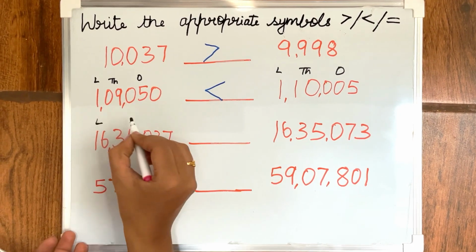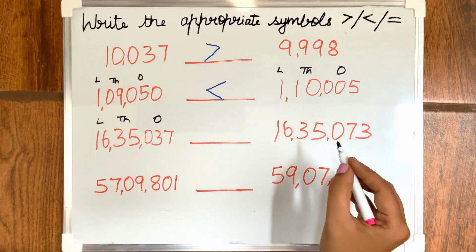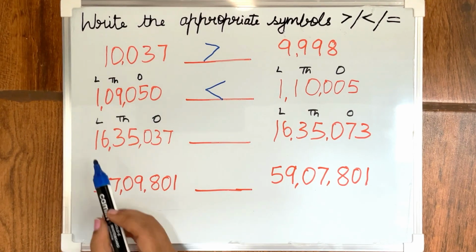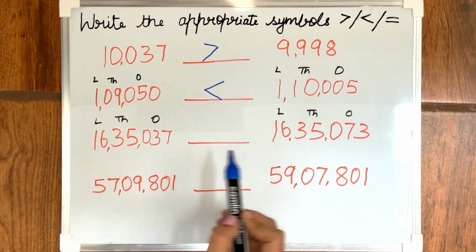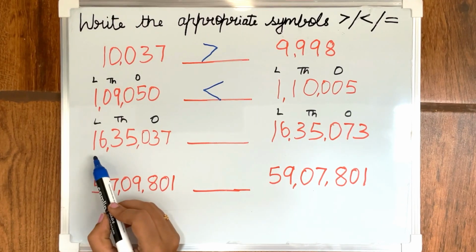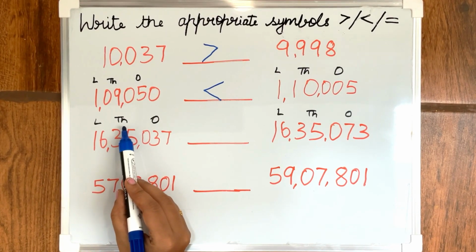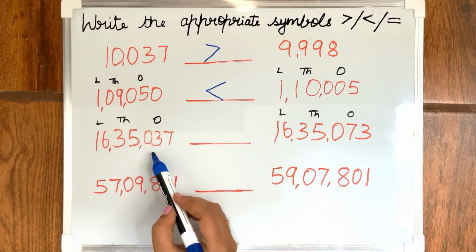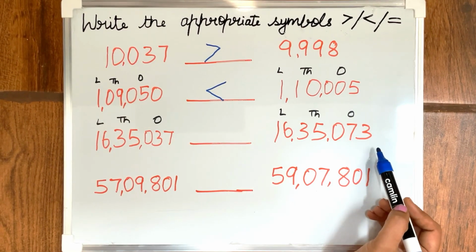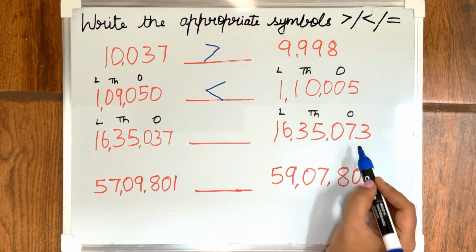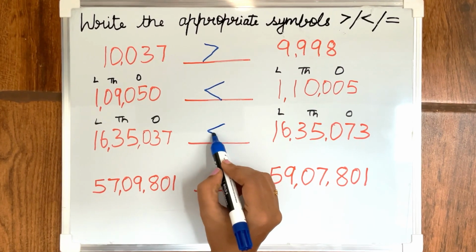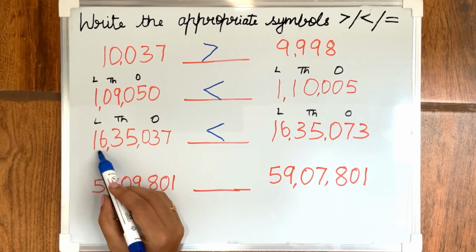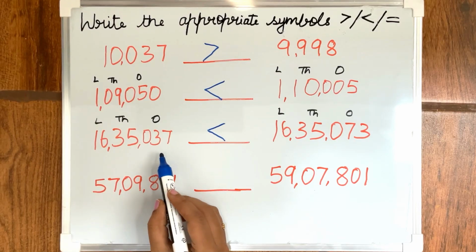Similarly, we will write the periods so that it will be easy for us to answer. Lakhs, thousands period, ones period. Start comparing in lakhs period. 16, 16. So same numbers are there in lakhs period. Next move on to thousands period. 35, 35. Here also same numbers. Next we will move on to ones period. 37, 73. So which is greater? 73 is greater than 37. So 16 lakh 35,073 is greater than 16 lakh 35,037.